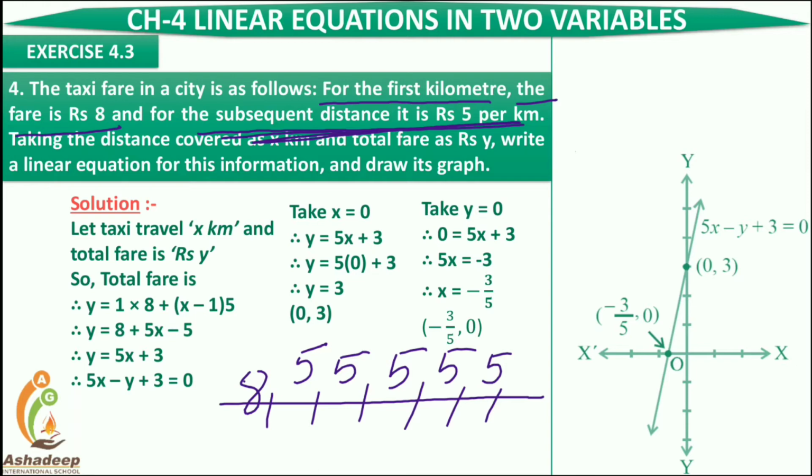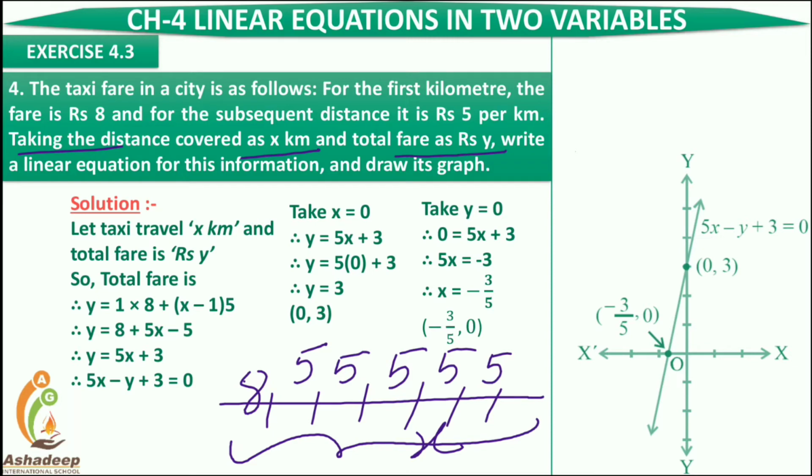Taking the distance covered as x, this full distance might be x kilometers. The total fare is rupees y. So this amount they pay, that is maybe y. Write down the linear equation from the given information, right?